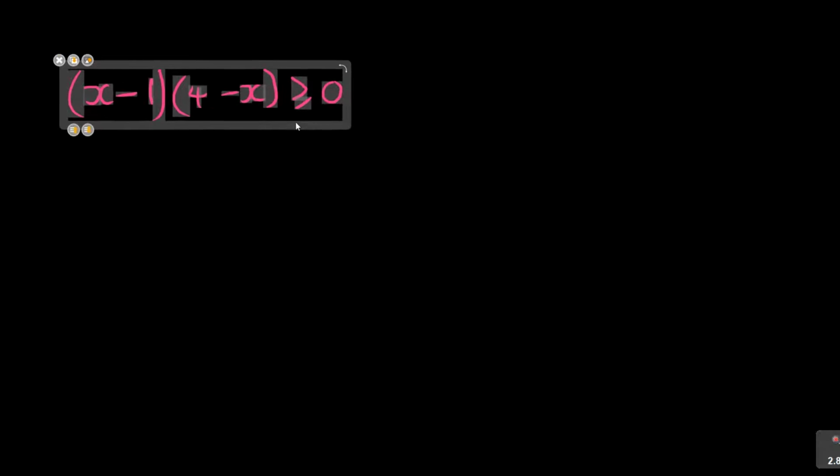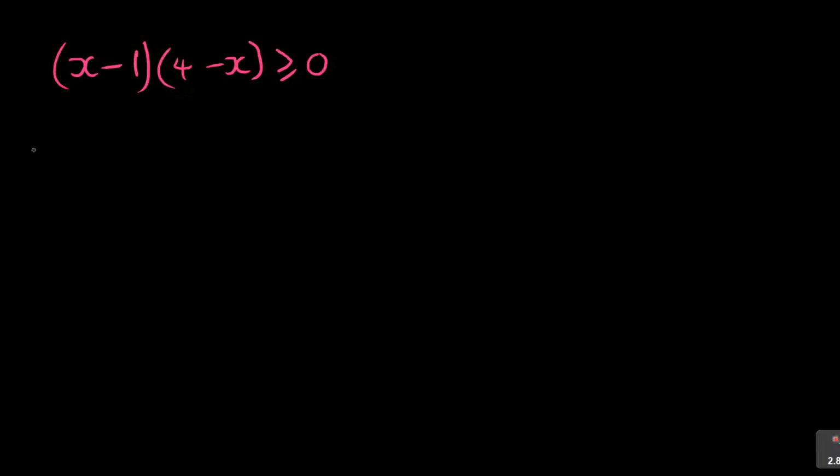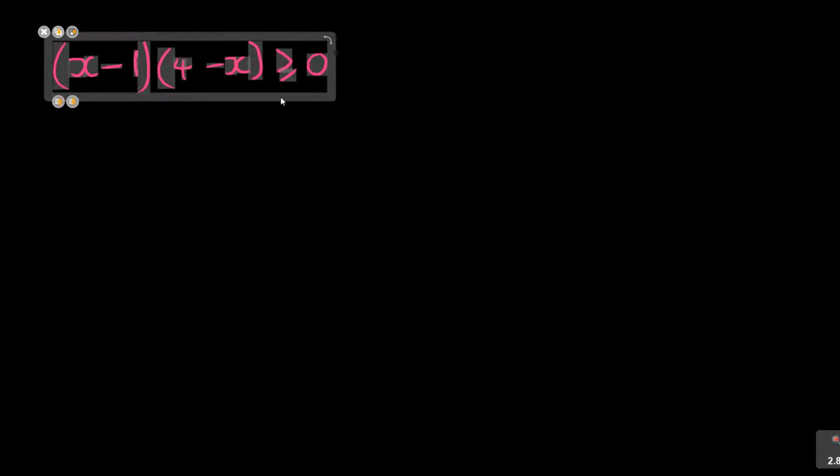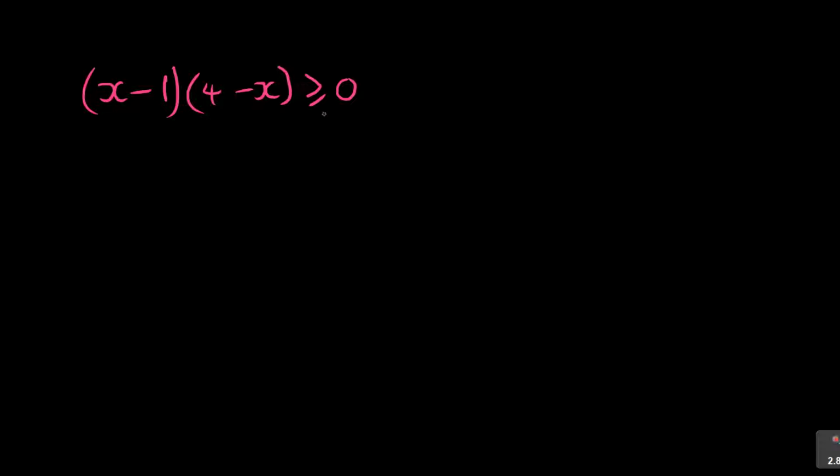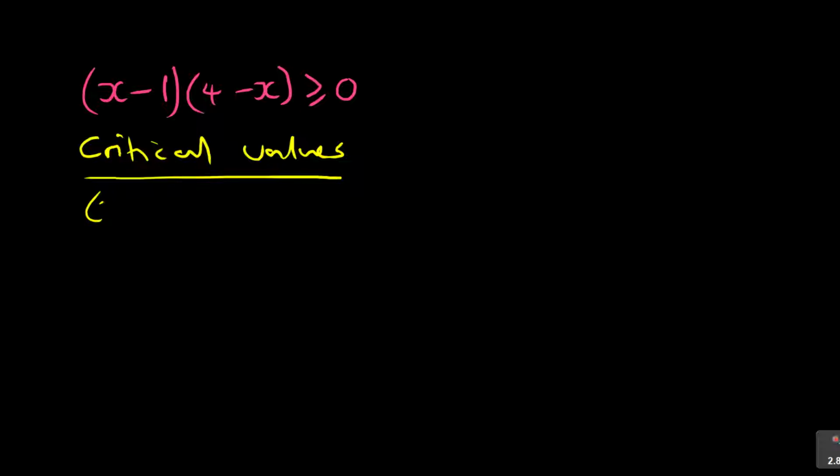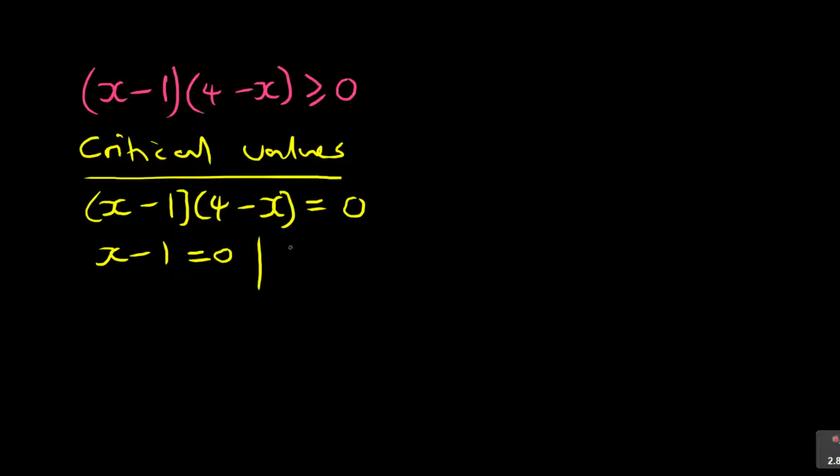Look at this. When I'm given this question here, what I need to do is find what is called the critical values. I need to find these critical values, but how do I find them? This is how you do. You say x minus 1, 4 minus x, and then you equate that to 0 to find the critical values. So the first bracket is what? x minus 1 is equal to 0, or 4 minus x is equal to 0.